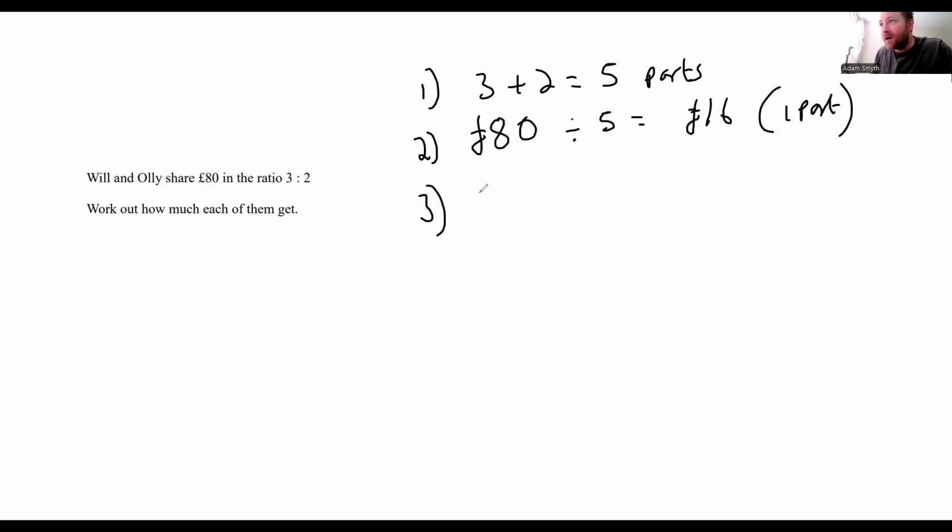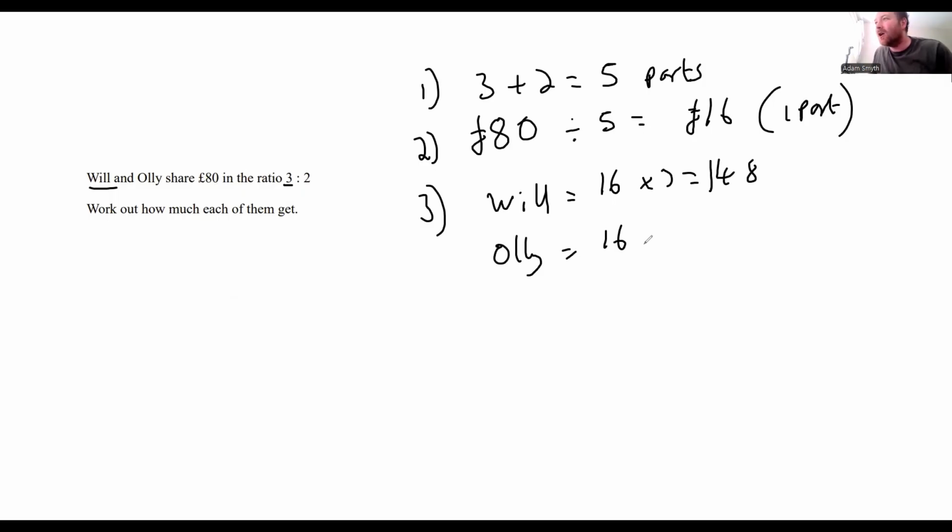Then in part 3, we're going to write down Will and we're going to write down Ollie. Okay. We're going to take the 16 like this and we're going to times it by their ratios. So Will is 3 parts. So times that by 3 and that gets us 48, isn't it? Oh, because I'm recording this, I just want to double check. Yeah, that is, of course, 48. £48, and then Ollie is timesing that by 2 to get £32. It does say work out how much each of them gets, so that's what we've got there.